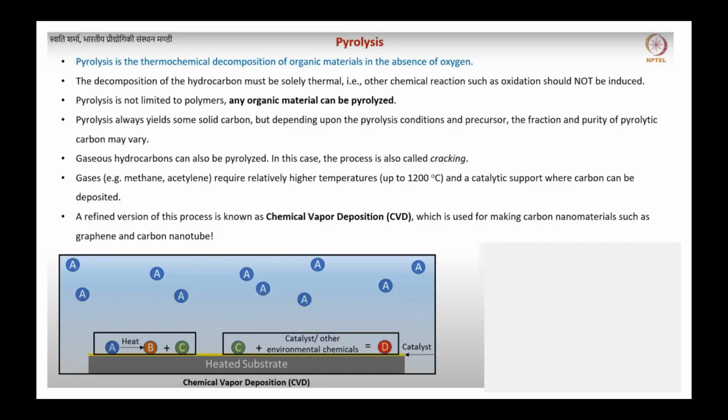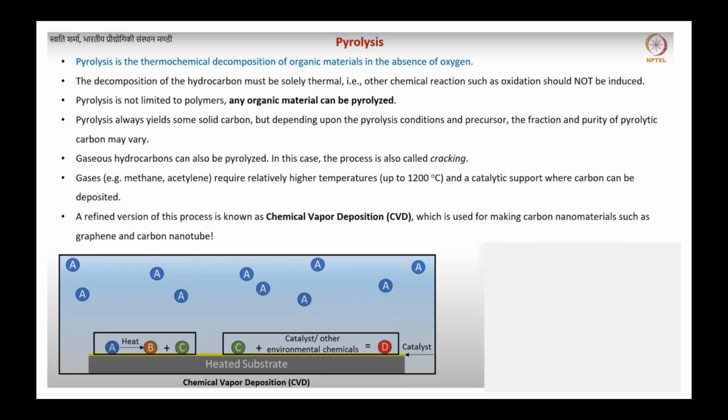So pyrolysis is the thermochemical decomposition of organic materials in the absence of oxygen. The decomposition of the hydrocarbon must be mainly thermal, that is, other chemical reactions such as oxidation should not be included. Pyrolysis is not just limited to polymers. Any organic materials can be pyrolyzed. Pyrolysis always yields some solid carbon, but depending upon the pyrolysis condition and precursor, the fraction and the purity of pyrolytic carbon may vary. Gaseous hydrocarbons can also be pyrolyzed.